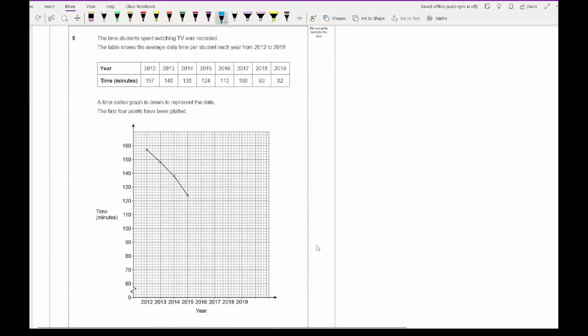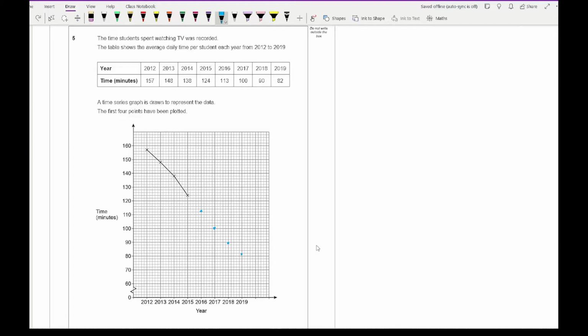Now, with regards to this, it's always important that you look at what the previous plots are doing. You can see here that the plots on the x-axis are plotted on the year. So 2016 is at 113. Again, we're looking at in between there, and you want to try and not do huge dots or crosses, as it makes it difficult for you to then see. 2017 is at 100, so that's going to be there. 2018 is at 90, and 2019 is at 82, which is just there.